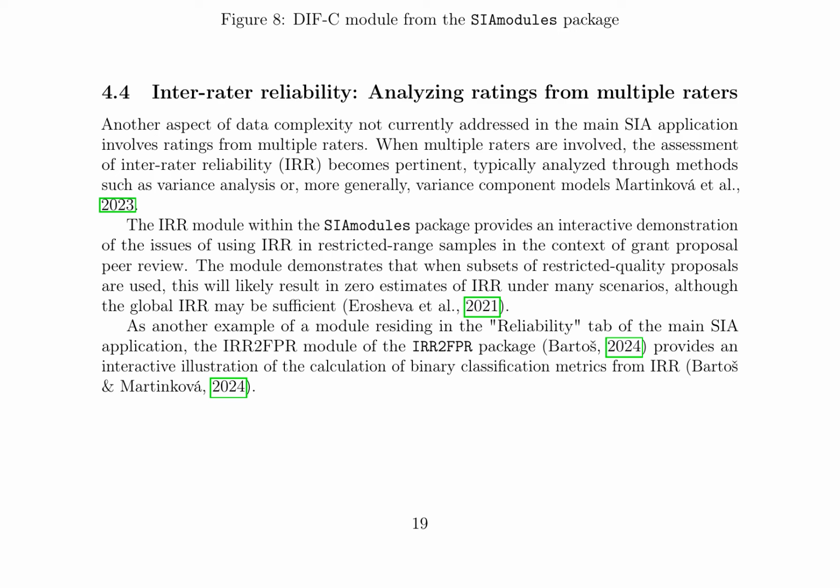The IRR module within the SIAmodules package illustrates the challenges of using IRR in restricted range samples, particularly in the context of grant proposal peer review. It demonstrates that subsets of restricted quality proposals may result in zero estimates of IRR under many scenarios. The IRR2FPR module further provides an interactive demonstration of calculating binary classification metrics from IRR.